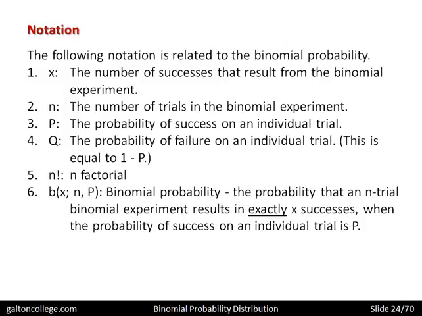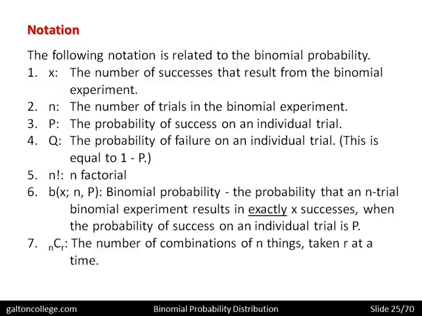Now, the binomial expression, which is B for binomial, we have the number of times the experiment is conducted and the probability of success. It's the probability that an n-trial binomial experiment results in exactly x successes. Exactly x successes, not less, certainly not more, when the probability of success of an individual trial is p, and p is a constant. P doesn't vary from one experiment to the next.